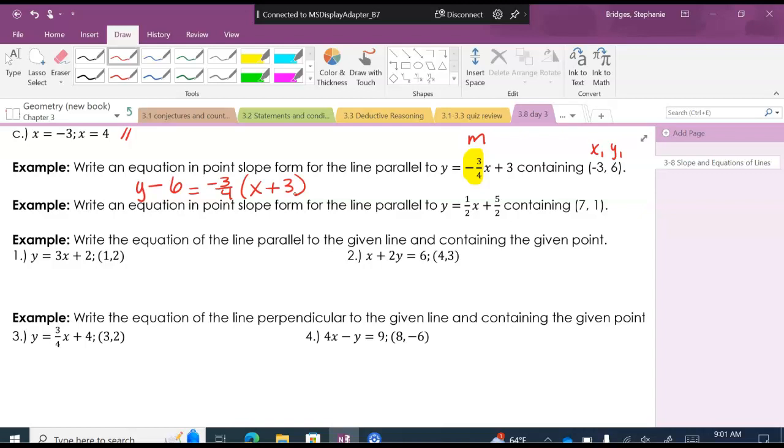I want you to try the next example. It is exactly the same as the one we just did. We want to write an equation in point-slope form for the line parallel to y equals 1/2 x plus 5/2, and we want it to contain 7 and 1. So first of all, determine what slope you want to use. Then use your ordered pair to write your equation.